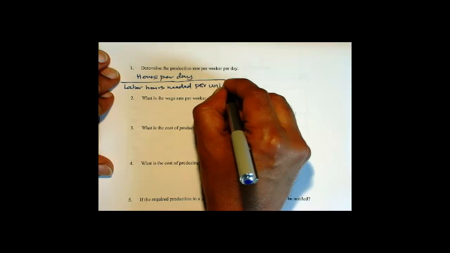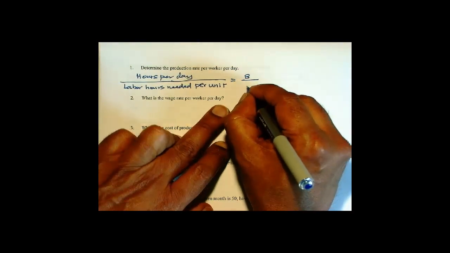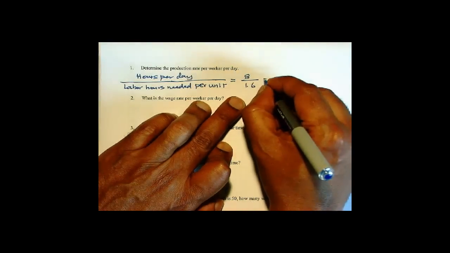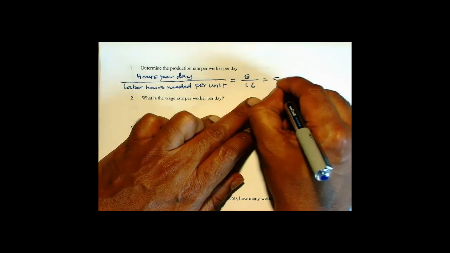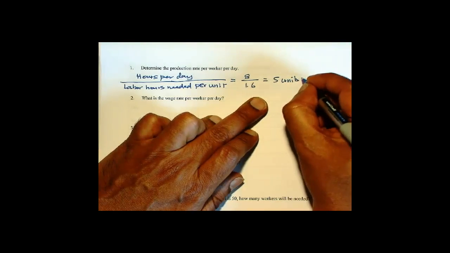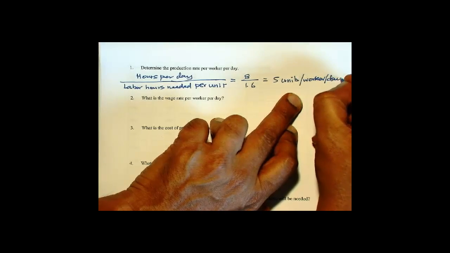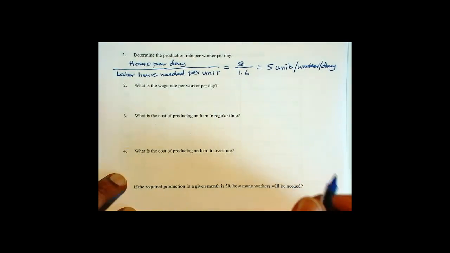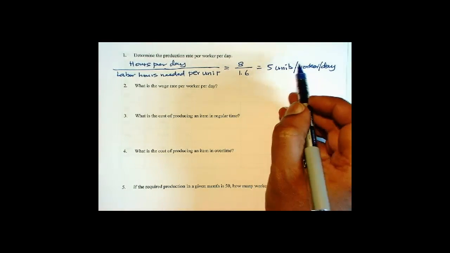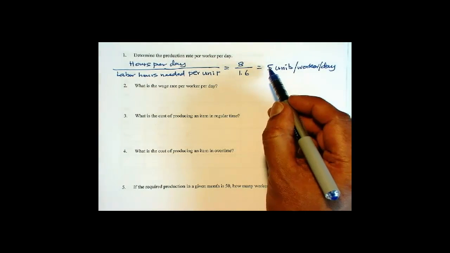So it's 8 divided by 1.6. Okay, remember that these are given. So this is 5 units per worker per day. And this is an important factor for us to determine how many workers we need. Suppose we set the production rate as 40 units a day, then 40 divided by 5 will give you we need 8 workers per day.